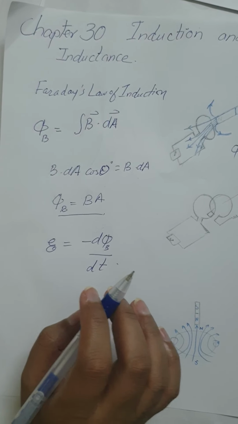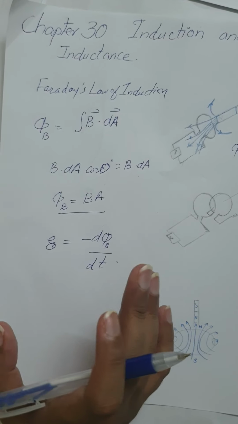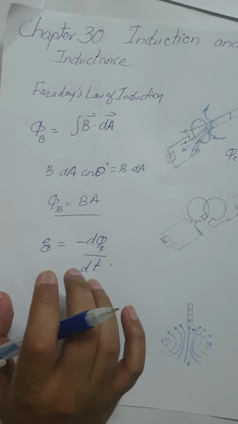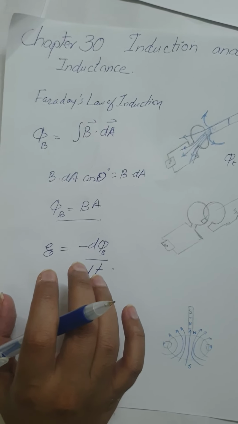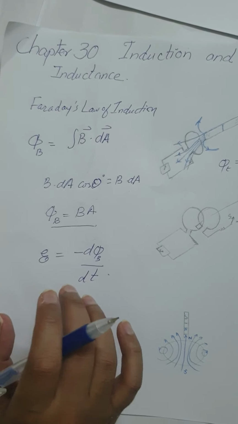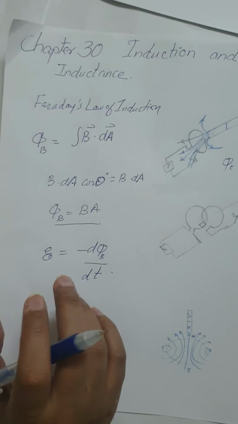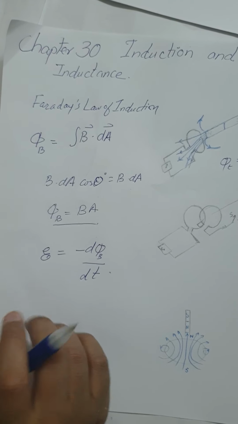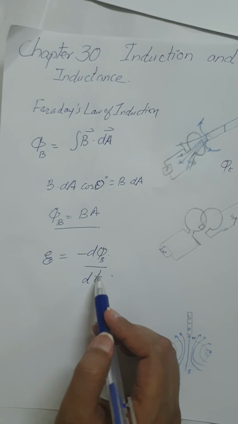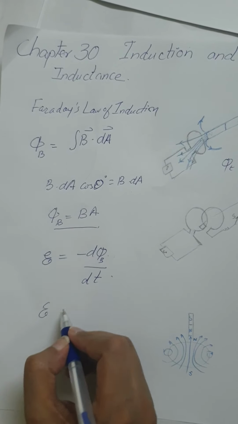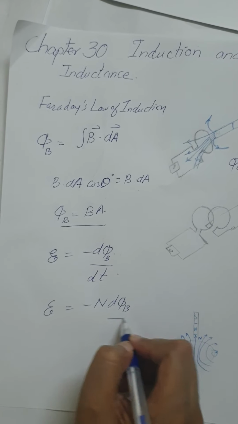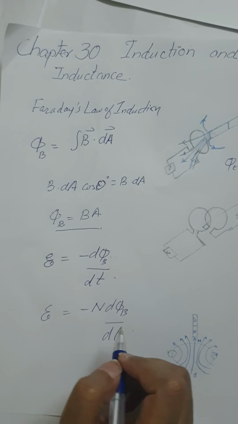And if we change the magnetic flux through a coil of N turns, an induced EMF appears in every turn, and the total EMF induced in the coil is the sum of these individual induced EMFs. So if the coil is tightly wound, which means it's very closely packed, the same magnetic flux phi B passes through all the turns. So the total EMF induced in the coil would be minus N d phi B over dt.